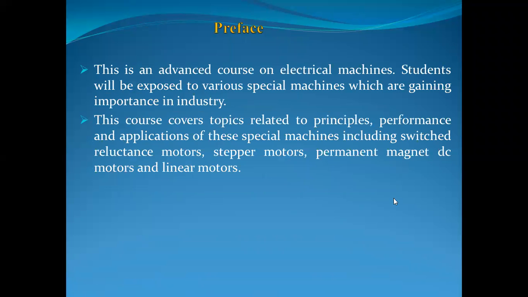About the subject or the course which we have in this semester: special electrical machines, also called special purpose machines or special purpose motors. These are all mechanically driven motors, where whatever mechanical load is present is driven by the motor. Here, it is an advanced course on electrical machines in which students will be exposed to various special electrical machines which are gaining importance in industry.